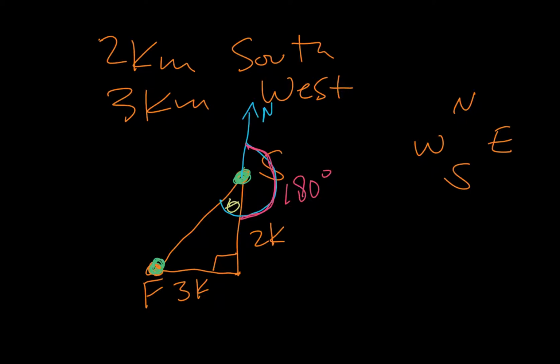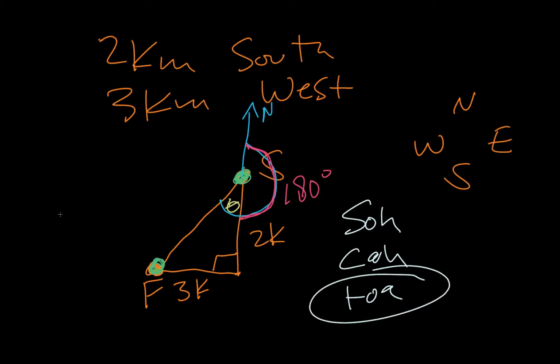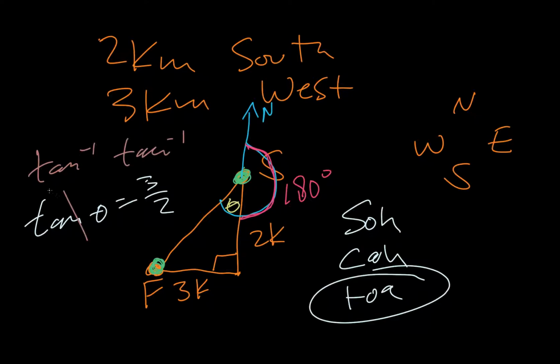Luckily, we have right-angled trigonometry that we can fall back on, or SOHCAHTOA. And we have opposite and adjacent, so that's a tangent. So we can say tangent theta equals opposite over adjacent. We use inverse trig, so inverse tangent, those cancel. And we're left with theta equals the inverse tangent of 3/2.